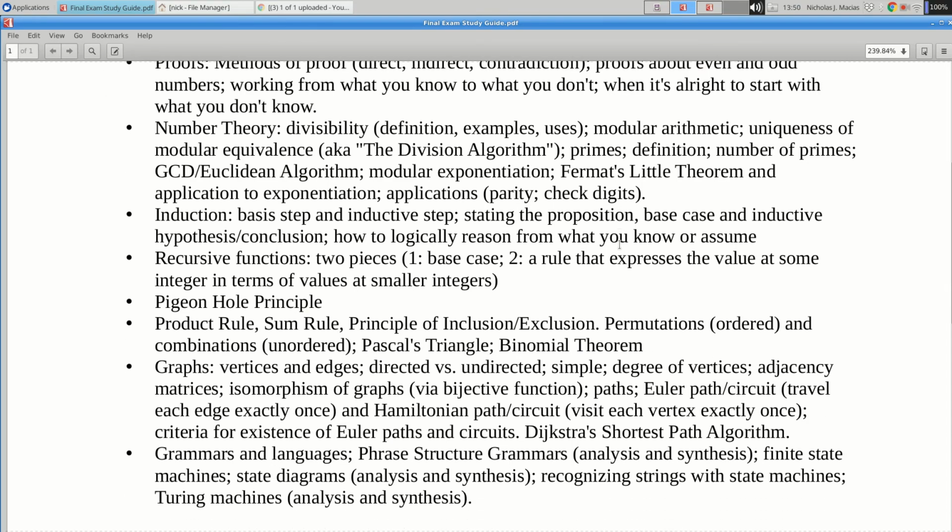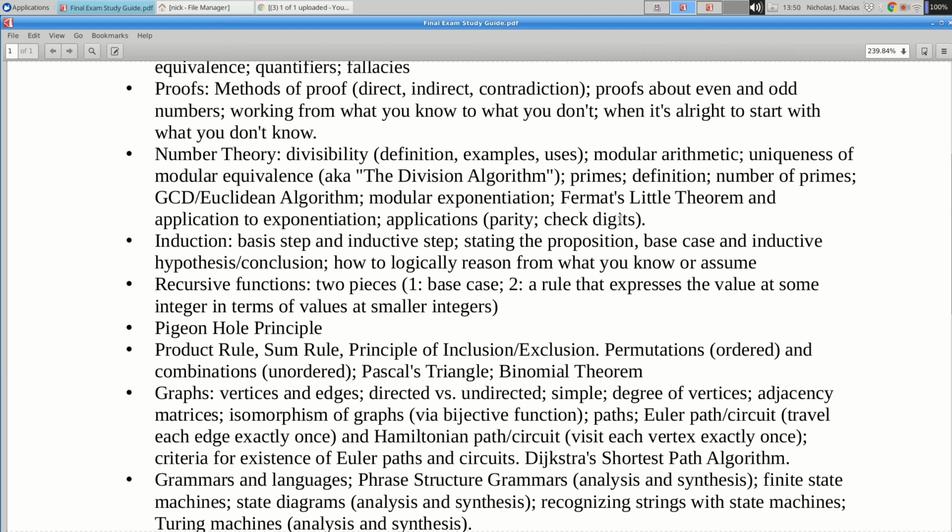All right, and then we talked about product rule, graphs, and grammars, and languages. I don't know if we want to say anything about those. We were doing them for the past week. And no Turing machines.